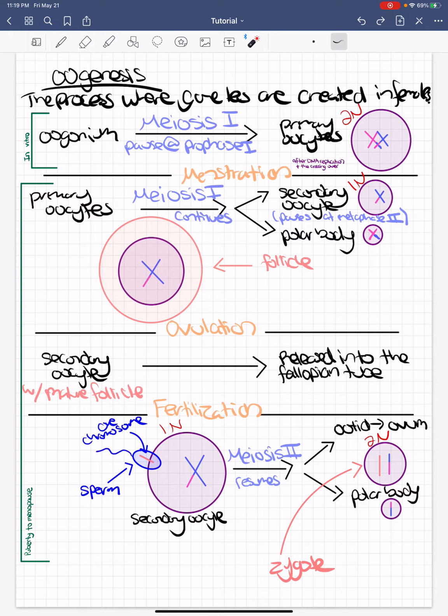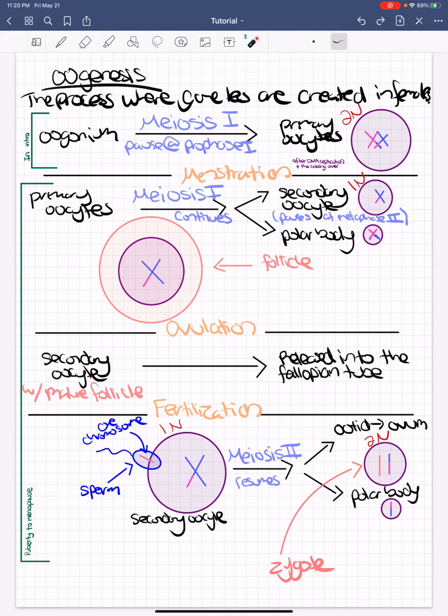During menstruation, the primary oocyte continues through meiosis 1 and forms a secondary oocyte and a polar body. The reason why this cell is small in comparison to the secondary oocyte is because the cytoplasm is donated. So the polar body ends up degenerating while the secondary oocyte pauses at metaphase 2 of meiosis 2. At this point, the secondary oocyte is haploid.